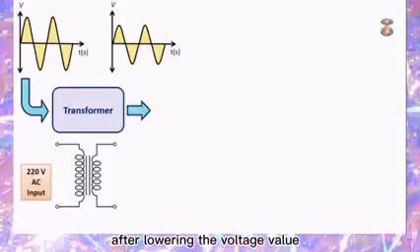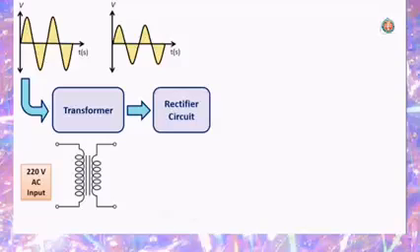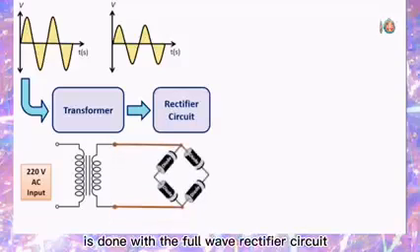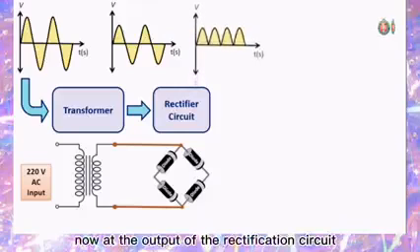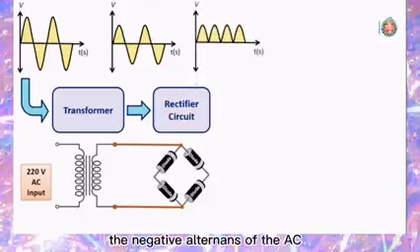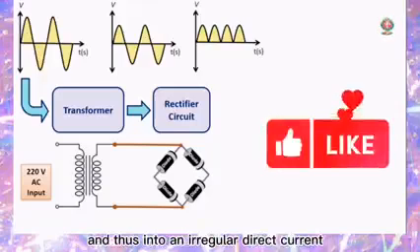After lowering the voltage value, we need to perform rectification to get rid of the negative alternans of AC. This rectification process is done with the full wave rectifier circuit using 4 diodes. Now, at the output of the rectification circuit, the negative alternans of the AC voltage are converted into positive alternans, and thus into an irregular direct current.